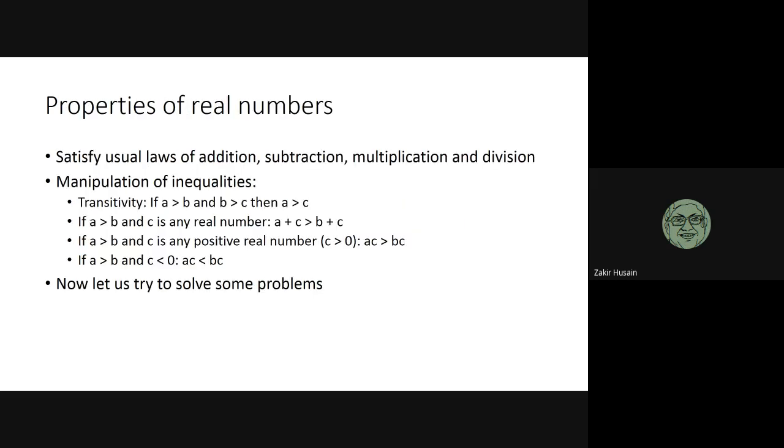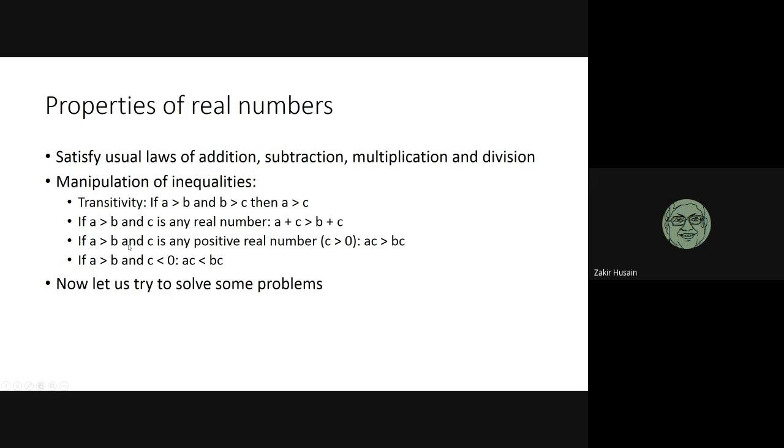They generally satisfy some laws: the laws of addition, subtraction, multiplication, division. In addition, we can manipulate some of the inequalities. So the first law is transitivity. If A is greater than B and B is greater than C, then A can be said to be greater than C. The second law says that if A is greater than B and C is any real number, we can simply add C to both sides and the inequality will remain. So A plus C is greater than B plus C.